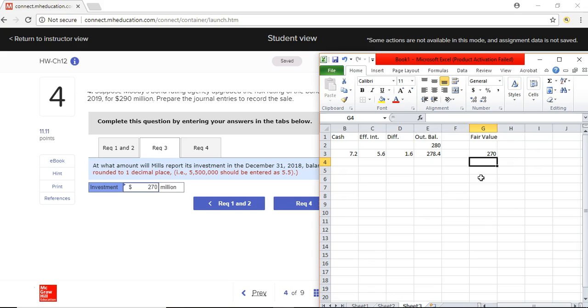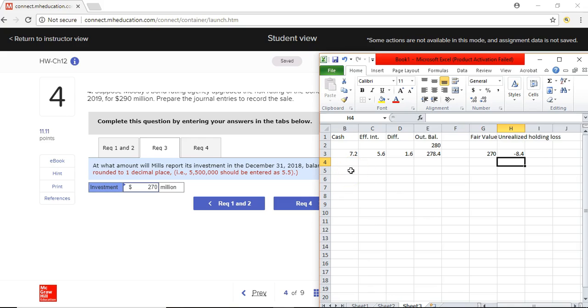So to change from $278.4 to $270 million, we have an unrealized holding loss, because the new value minus the old value is a negative value. So we need to write down these investments by $8.4 million. But they are not realized yet, so we cannot directly decrease the investment in bonds account by $8.4 million.